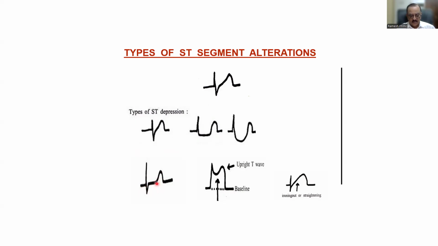See, horizontality of the ST segment is an acute event, is an emergency. This patient has to be admitted. This looks so normal. Many people will mistake it as a normal ECG. But what is the problem? Horizontality of this ST segment.